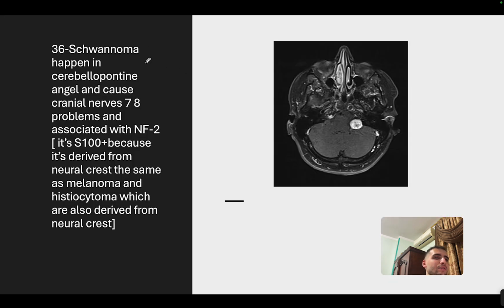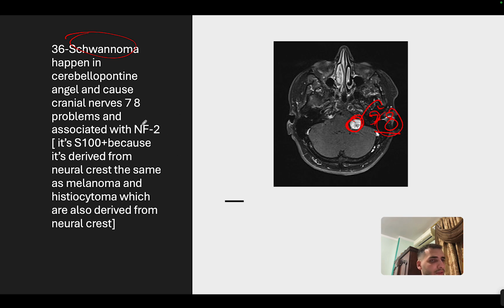And the other one is schwannoma. Schwannoma is a tumor of Schwann cells, which are the peripheral nervous system. And sometimes it happens, or usually it happens in the cerebellopontine angle. Now remember, the pontine, in the site, what type of cranial nerves exit from it? Cranial nerve 7 and cranial nerve 8. So if the tumor happens here, it can cause 7 and 8 cranial nerve problems, okay?